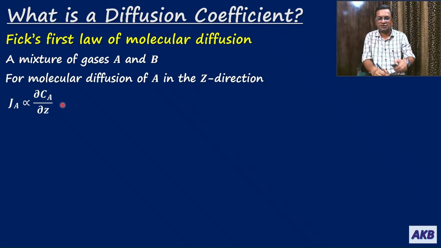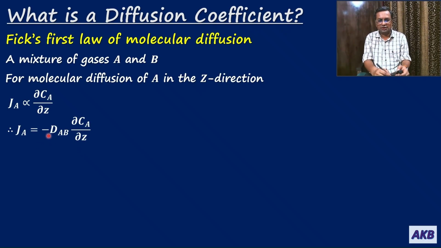Diffusion may be taking place in the X and Y directions, so that's why we need to use a partial derivative. I will shortly tell you what JA is. JA is directly proportional to dCA by dZ. JA is the molar flux. The molar flux of A is directly proportional to the concentration gradient in the Z direction. So this law describes molecular diffusion in the Z direction.